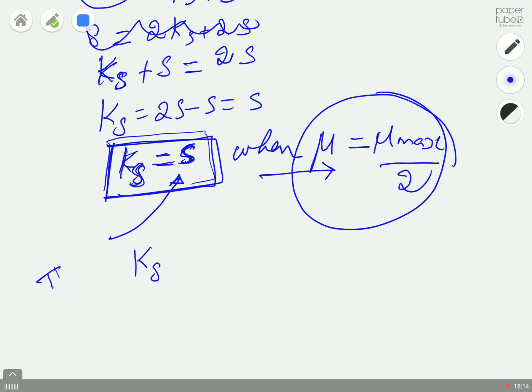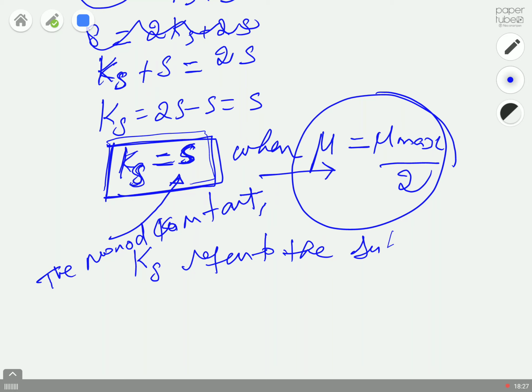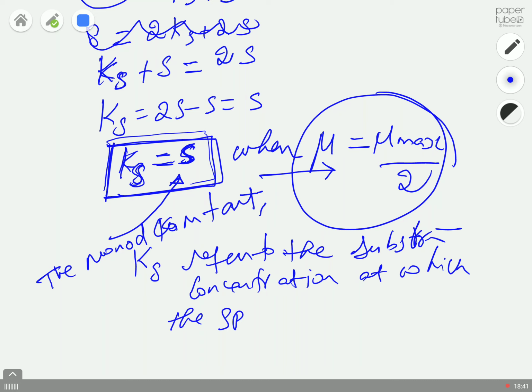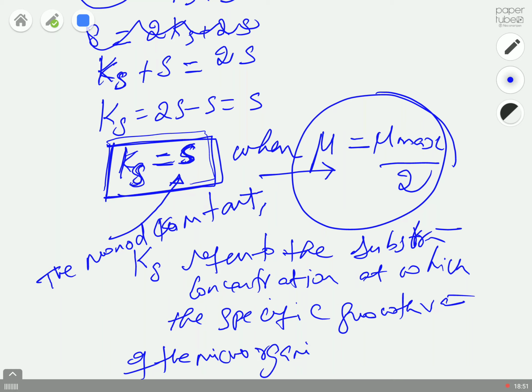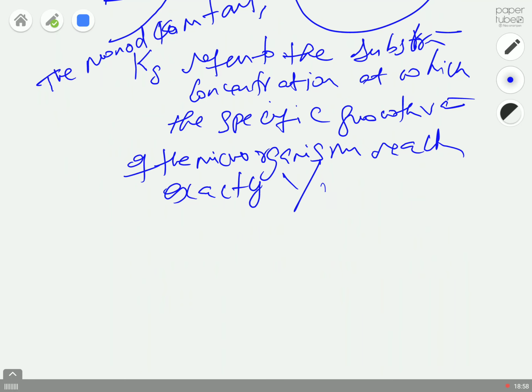So the Monod kinetic constant, or Monod constant, Ks refers to the substrate concentration at which the specific growth rate of the microorganisms reaches exactly half of the maximum specific growth rate.